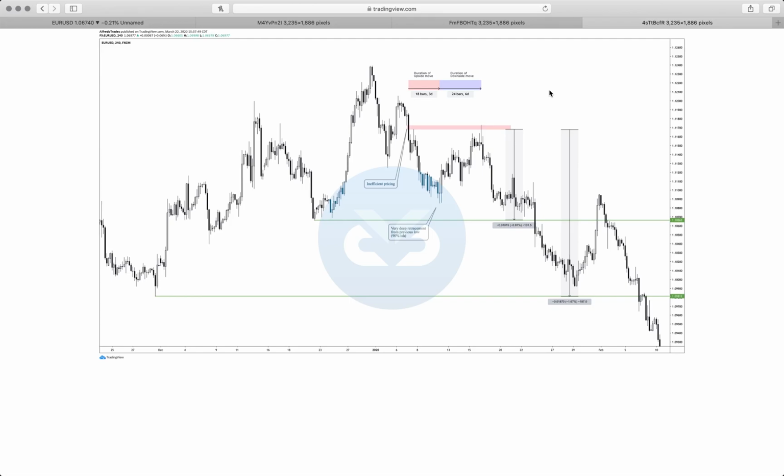And now that we've spoken on volume and momentum, we're going to speak on how we can use them together and create more confluence. So, yeah, guys.